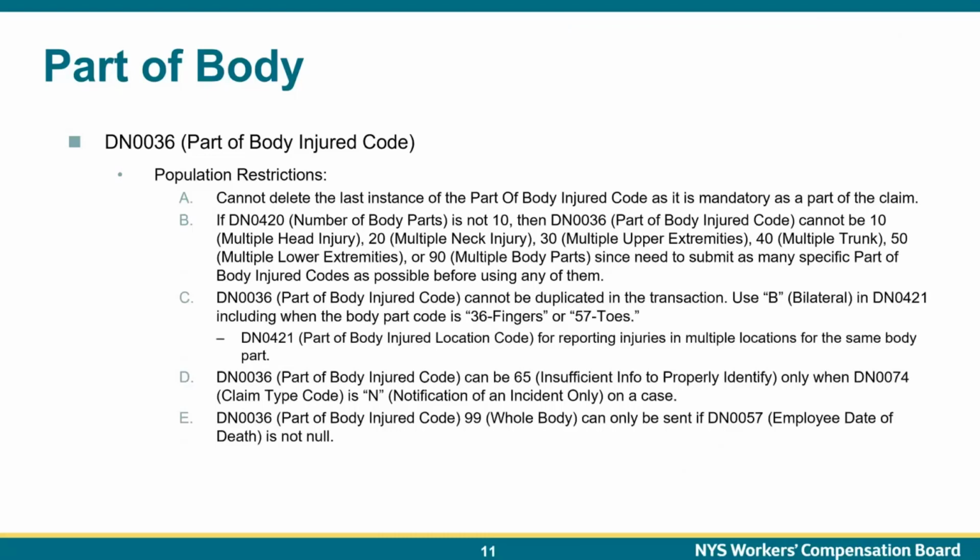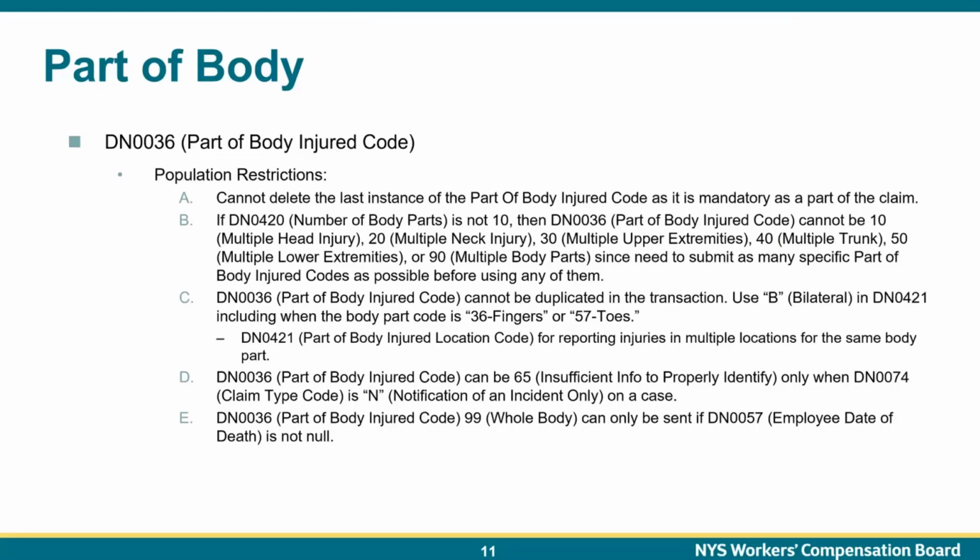For DN 36 part of body injury code, there are several population restrictions both on that as well as a number of body parts and some of the other data elements related to part of body. Under population restrictions, you cannot delete the last instance of the part of body injury code as it is mandatory as part of the claim. What this means is just that we're enforcing a minimum of one part of body. So if you're trying to delete the part of body, you have to at least leave one on that related to that last accepted FROI.